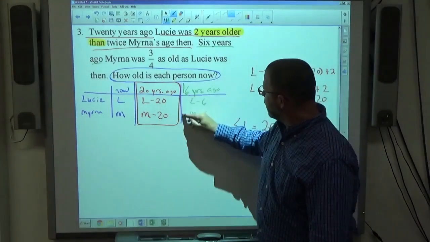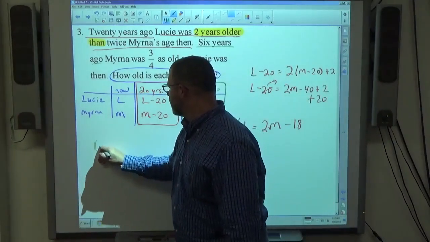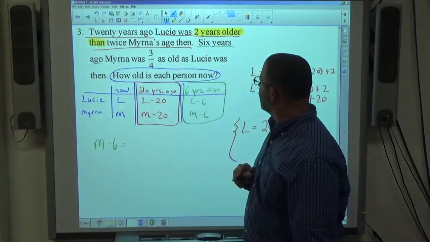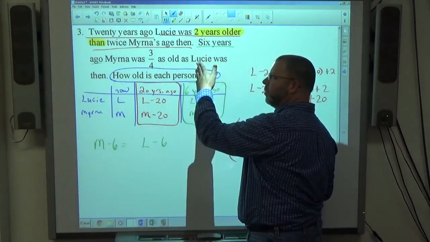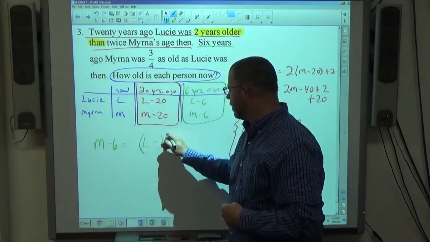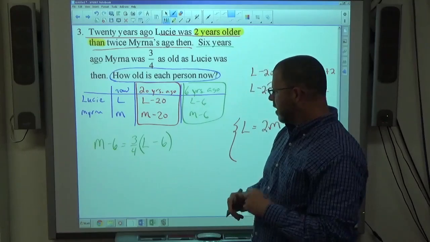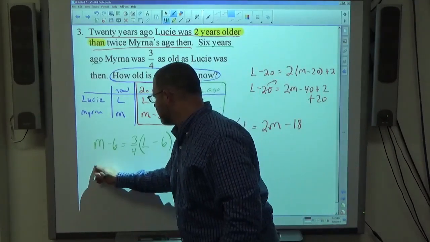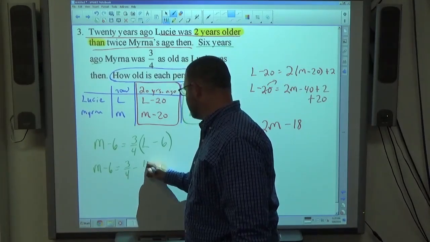6 years ago, now we're dealing with this time period. So we're using these ages here. Myrna, which is M minus 6, was 3/4 as old as Lucy was then, L minus 6. Myrna was 3/4 the age of Lucy. So Myrna's younger, Lucy's older. We're multiplying by a fraction less than 1. Older person times fraction less than 1 makes younger age. If I distribute, I'm going to get M minus 6 equals 3/4 L minus 18/4.